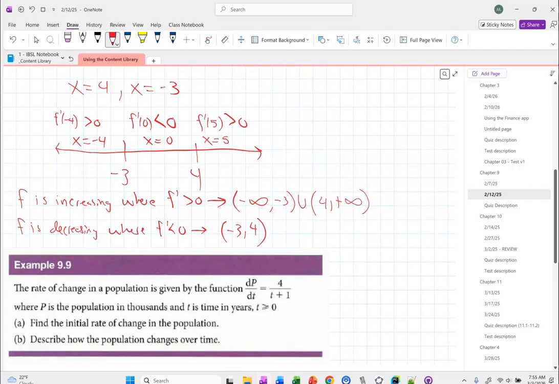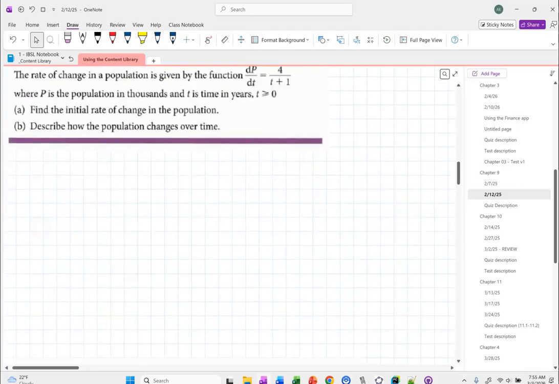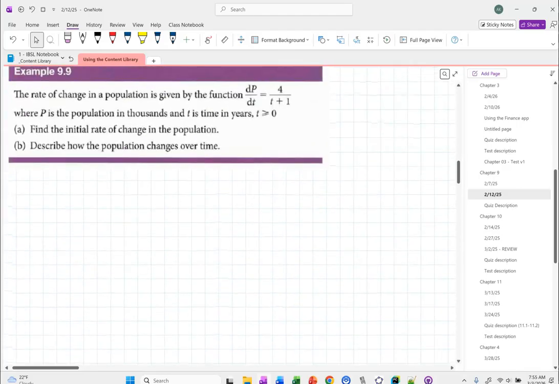Everybody feel good? Okay, let's keep going. Another example says the rate of change in a population is given by the function dP/dt equals 4 over t plus 1, where P is the population in thousands and t is the time in years. Part A says find the initial rate of change in the population.